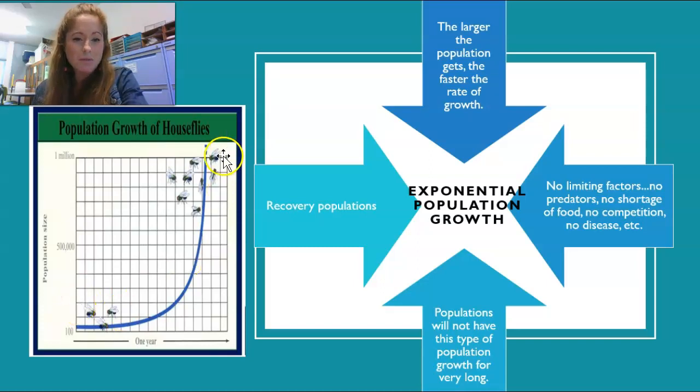Usually this can't happen for very long. Obviously, there's going to be some limiting factor that will limit the size of the population. Occasionally you'll see recovering populations, for example, wolves in Yellowstone. When they reintroduced them into Yellowstone, they had gone extinct. When they reintroduced them, initially the population would have grown this way, because it's a recovering population. But eventually it would level off. And so we'll see populations where we're doing reintroduction of species that we might see them grow exponentially initially.